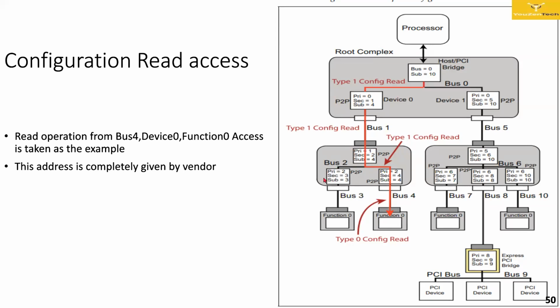It goes to both the bridges here, this bridge and this bridge. But again, these are bridges, so they know this transaction is not meant for me. It can go to either bus 3 or bus 4, but here we have bus 4, device 0, function 0, and bus 4 lives below this one, not below the other. So the transaction is routed through this path and comes to the endpoint. This is how it works.